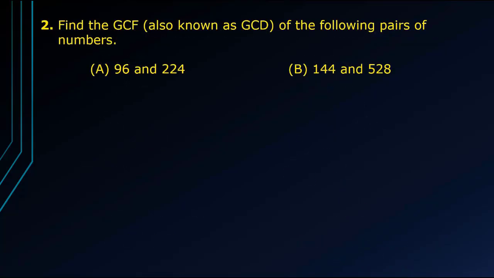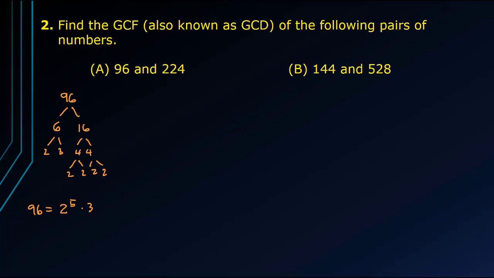In this next problem, we're taking it a step further. As I mentioned before, we're going to find the GCF, or the GCD, whichever way you want to know it, of the following pairs of numbers. So what we're going to need to do is figure out the prime factorization of each number. And then with those, we can find out what the greatest common factor or greatest common denominator, or divisor, is.